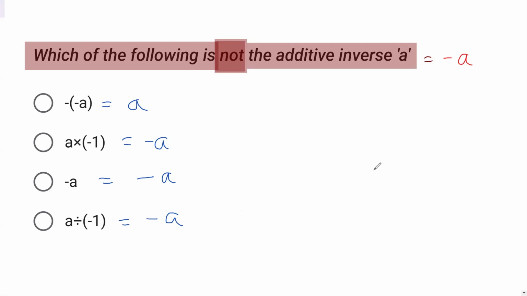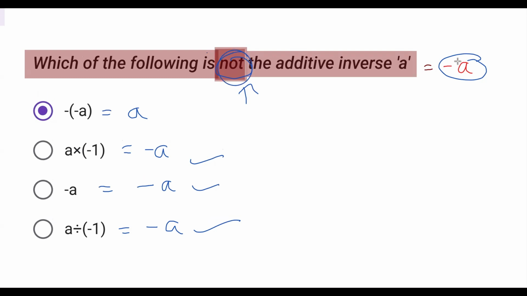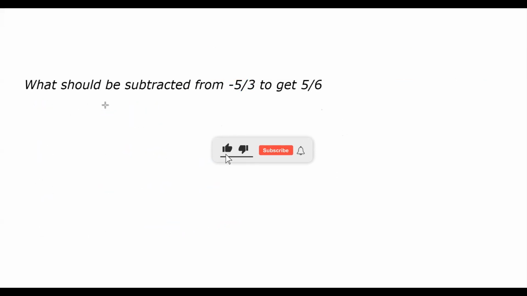Now the question over here is which of them is not the additive inverse? So not is the answer. We can say these are yes, right? And not is what? This. So as for the question, it should be this option, the correct option, because we have to look for not an additive inverse. Therefore, A is not an additive inverse of A. It is the number itself.